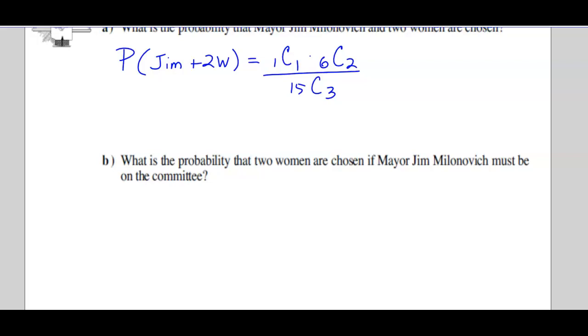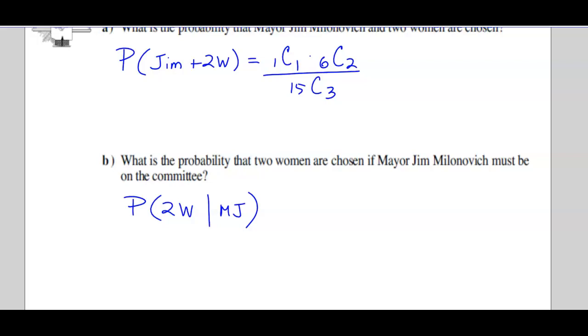Then, what's the probability that 2 women are chosen if Mayor Jim must be on the committee? So in terms of actual notation, you were kind of on your own a little bit in Math 20 about dependent probability or conditional probability. The notation will be probability that 2 women given Mayor Jim. Do you remember that notation a little bit? You'll review it for the HL in Math 35 because you'll need it more than the SLs.